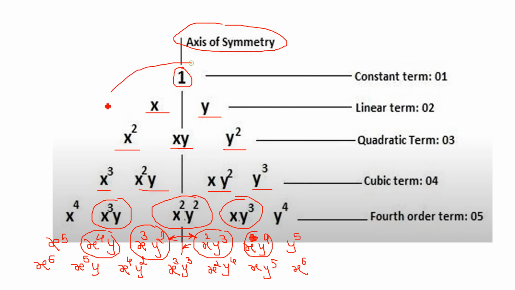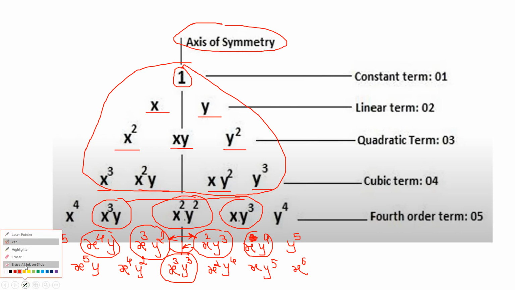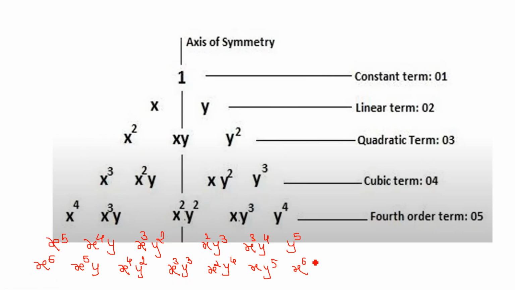So these 10 plus these 3 make 13, plus these 2 make 15, and the last one is this central element, because it is on the axis of symmetry, x cube y cube. So these total 16 elements we have to pick up to write down the polynomial of deflection for the 16 degrees of freedom plate bending element.